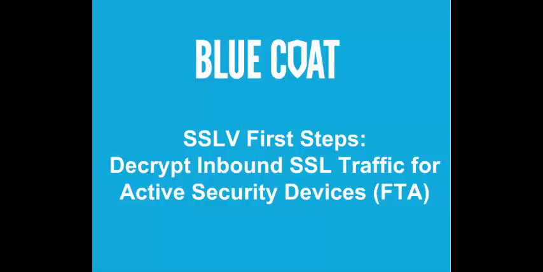This video tutorial describes the deployment scenario of the SSLV appliance configured to decrypt inbound traffic and send it to an active security device, with an option on power failure to forward the traffic to the active security appliance. Examples of this would be with the next generation firewall or IPS that is in line with your network traffic. We will perform the following activities to complete the configuration.